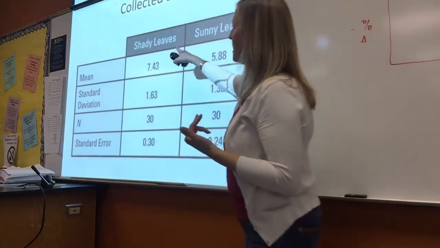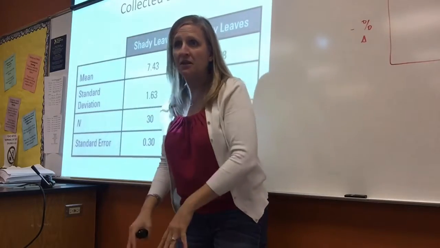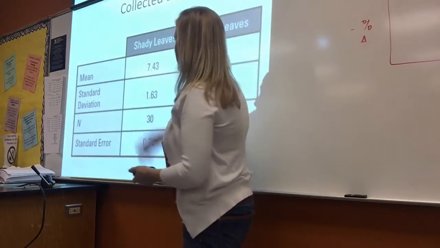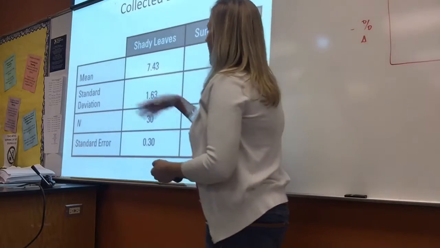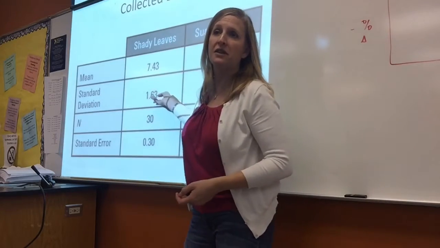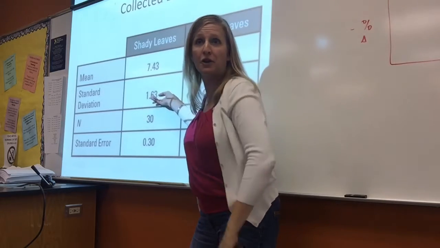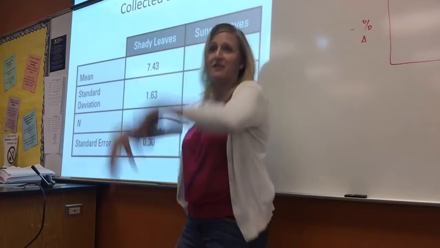But what I'm giving you is the already calculated data. So for the shady leaves, they measured 30 leaves, added the measurements all together, divided by 30, and got the mean. They did the same thing for the sunny. Then they did the standard deviation. There's no way I was going to make you do the standard deviation for 30 data points. I mean, you just did it for 5. For 30, you'd have to do it 30 times, add them all together, and so on.